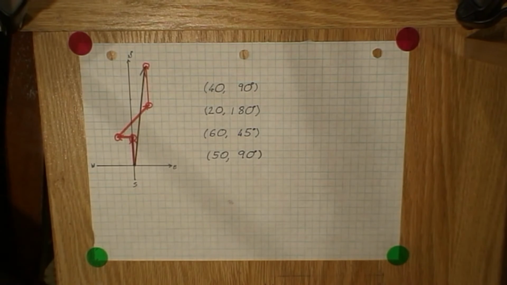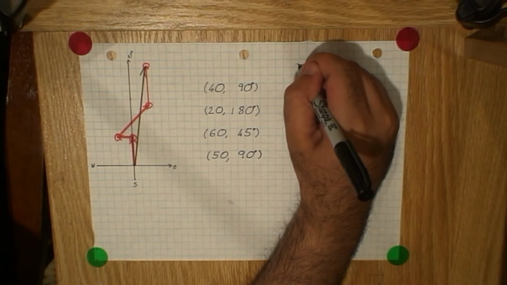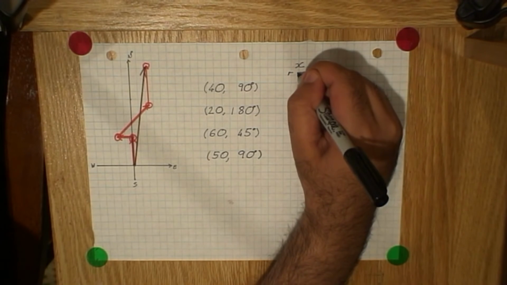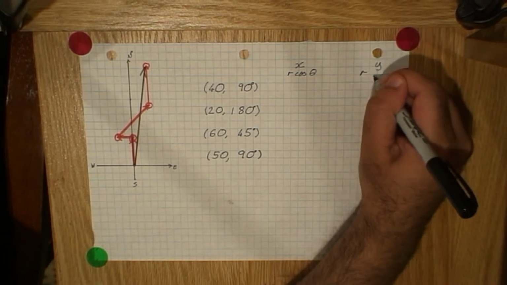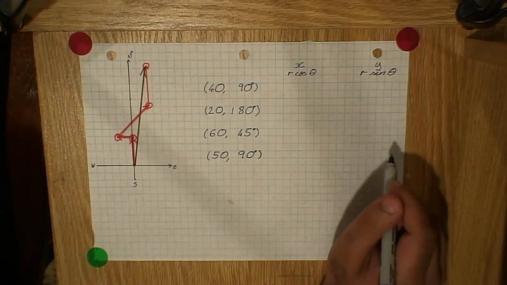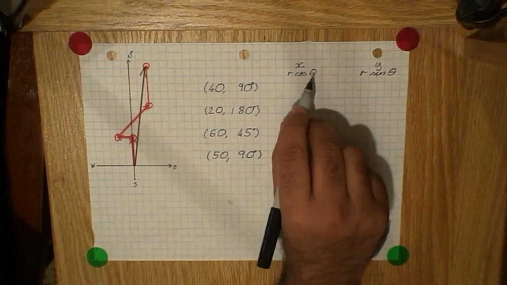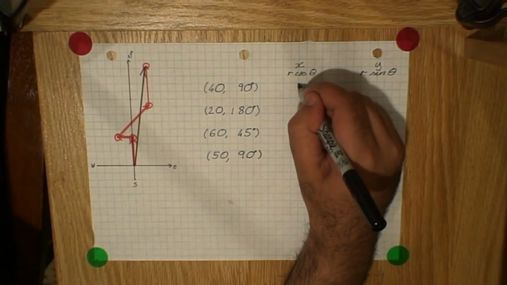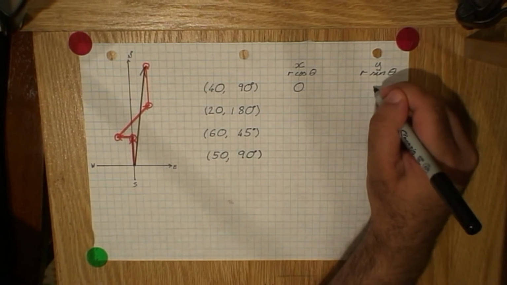But of course, we can't do that in polar. We have to turn them into Cartesian first. That means that we need to find x, which is r cos theta for each one, and y, which is r sine theta for each one. Fortunately, many of these are so simple that I don't need to use a calculator. For 90 degrees, the cosine is 0, and for 90 degrees the sine is 1, so 40 times the sine of 1 will give me 40.